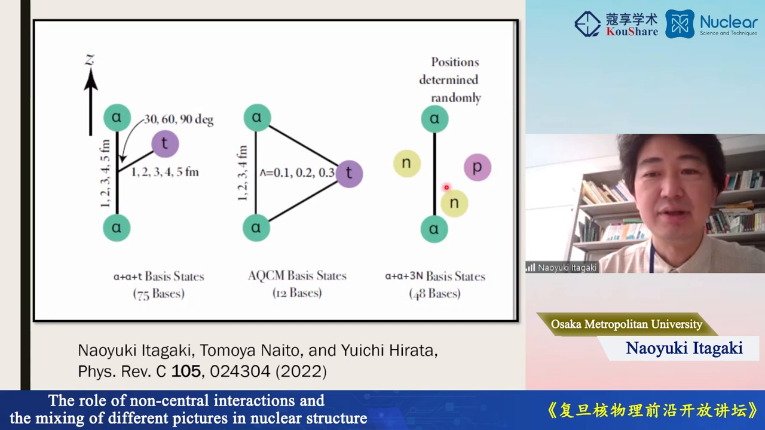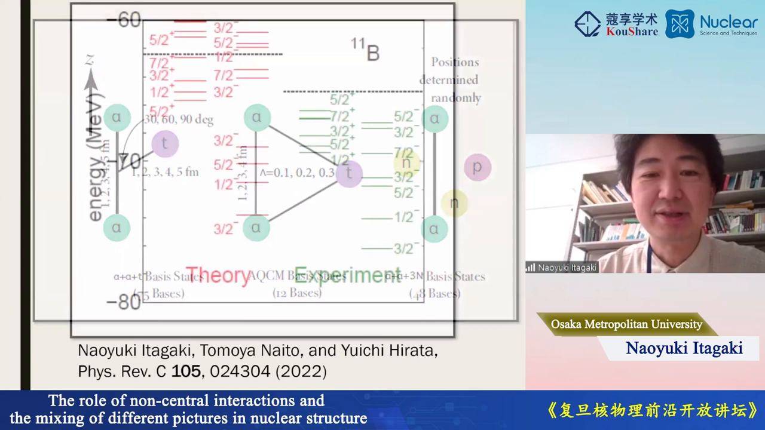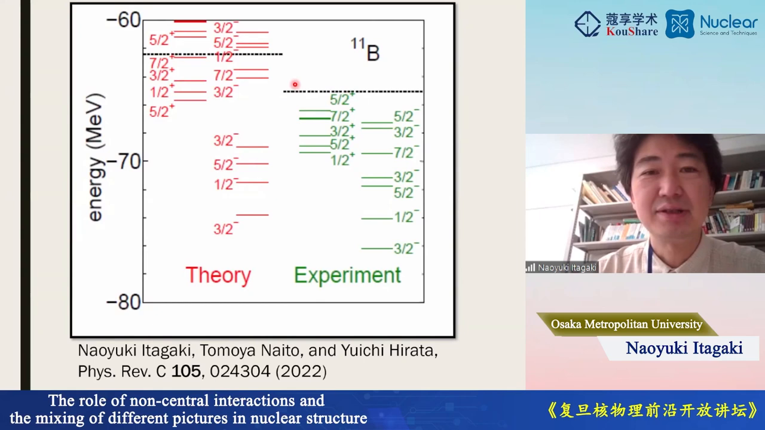And the energy is something like this. These are theoretical ones, and these are experiment, and these dots are threshold energies of alpha plus triton. So if we see from the thresholds, then the agreement is not so bad. And we focus on this ground state.